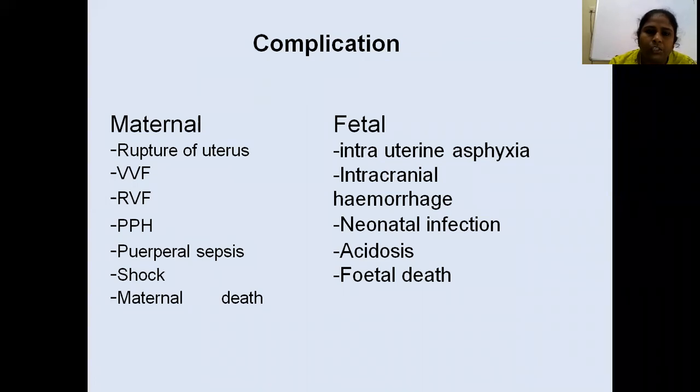What are the complications of obstructed labor? Maternally: rupture of the uterus may occur, vesicovaginal fistula, that is a connection between the vesicle, meaning bladder, and vagina. Rectovaginal fistula, connection between the rectum and the vagina. PPH, postpartum hemorrhage, sepsis, that is infection, shock, and maternal death. Fetal complications are asphyxia, intracranial hemorrhage, neonatal infections, acidosis, and fetal death.